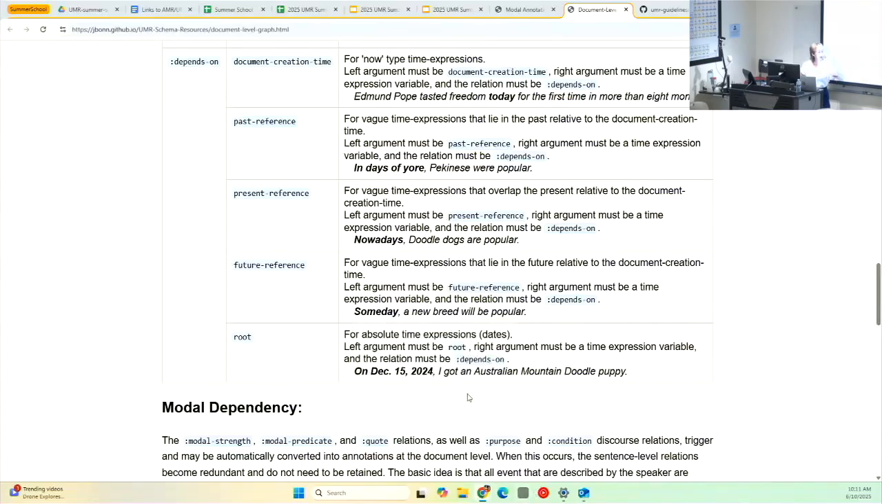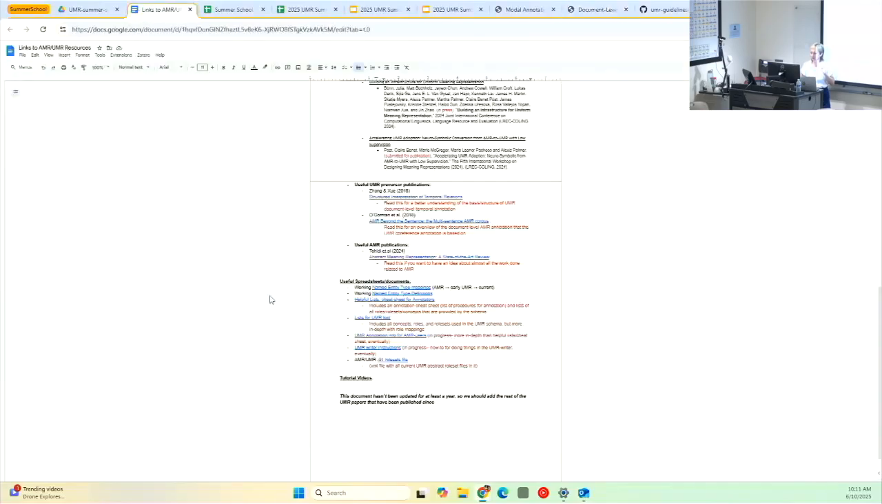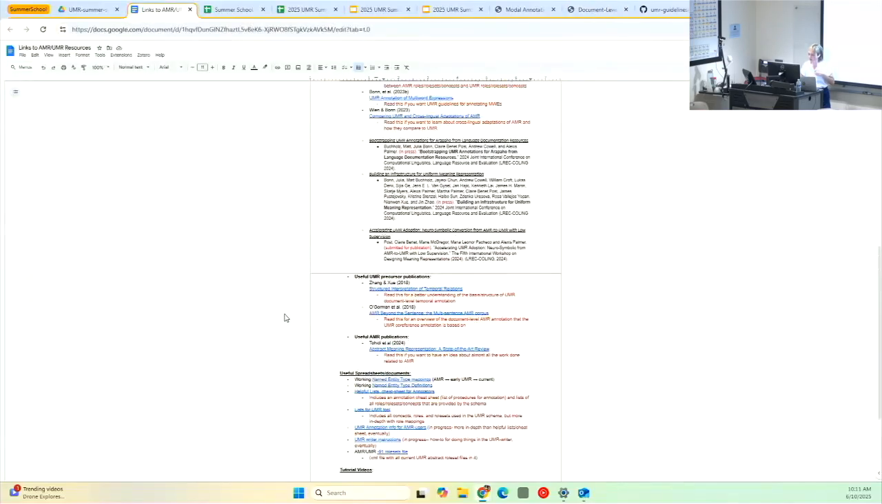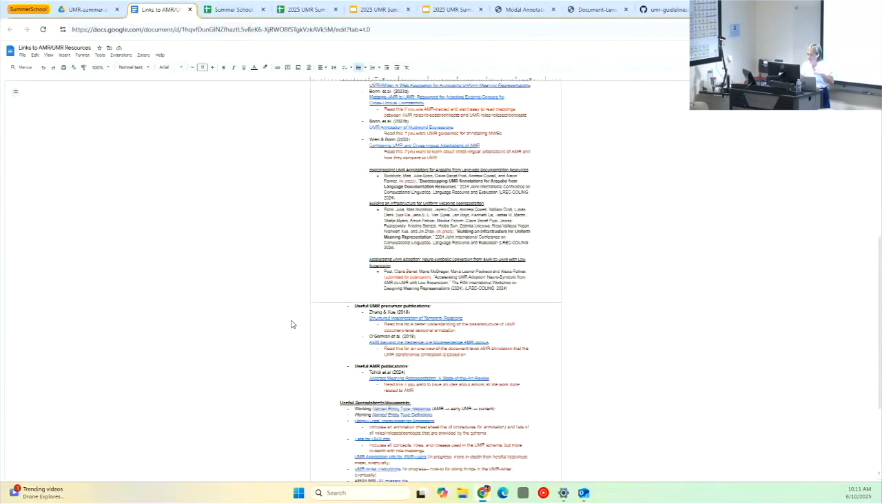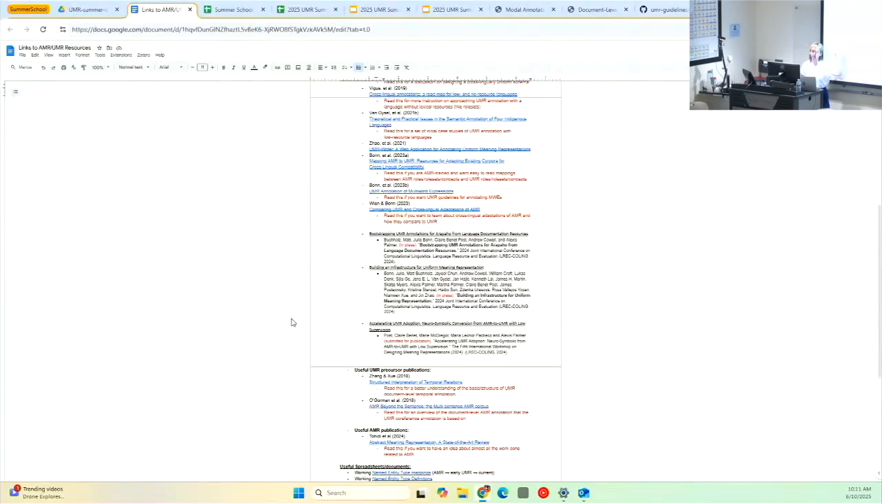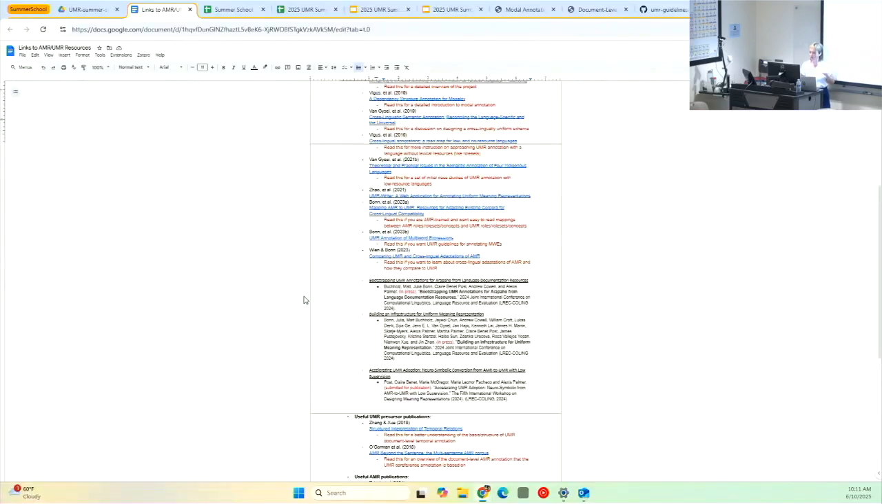And actually, I think that this paper is in this list, but if it's not, there's Bert's paper, the previous temporal project that this is based on, is actually really helpful for understanding the temporal annotation. So I really recommend reading it.